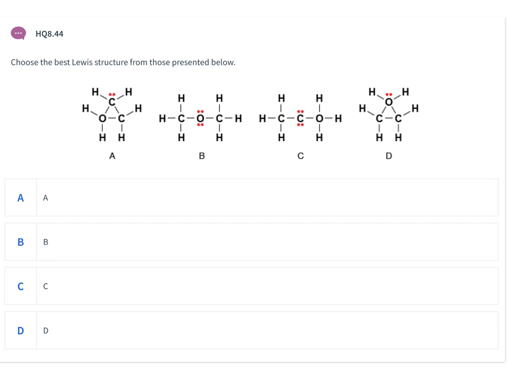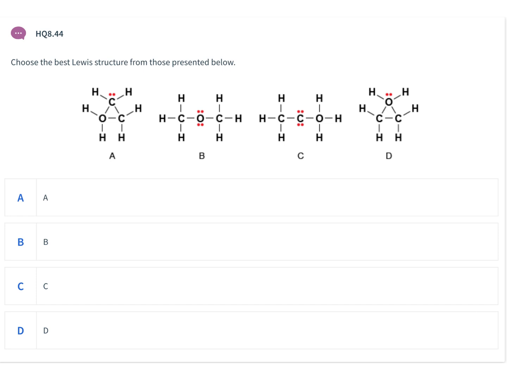A few questions coming in regarding question 8.44 from the homework. Choose the best Lewis structure from those presented below. So all of these are Lewis structures, but not all of them are correct. And to determine that, we want to check our rules, right? We want to check the formal charges. We want to check the octet rule just to see where we fall for each of these molecules.